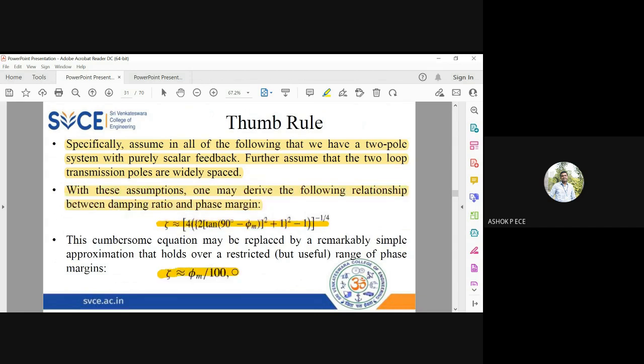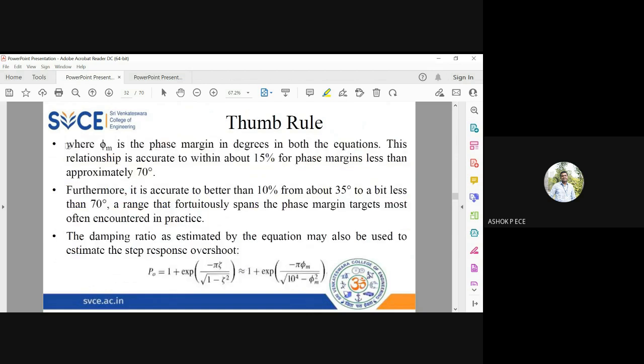Approximately, you can say the damping ratio xi is PM by 100, where PM is the phase margin in degrees. That is what is given here. This relationship is accurate to within 15% tolerance, if the phase margin is less than 70 degrees. So it is better to have 10%. If the tolerance is less than 10%, you can have even more accuracy, and the damping ratio will be obtained in an even easier way.